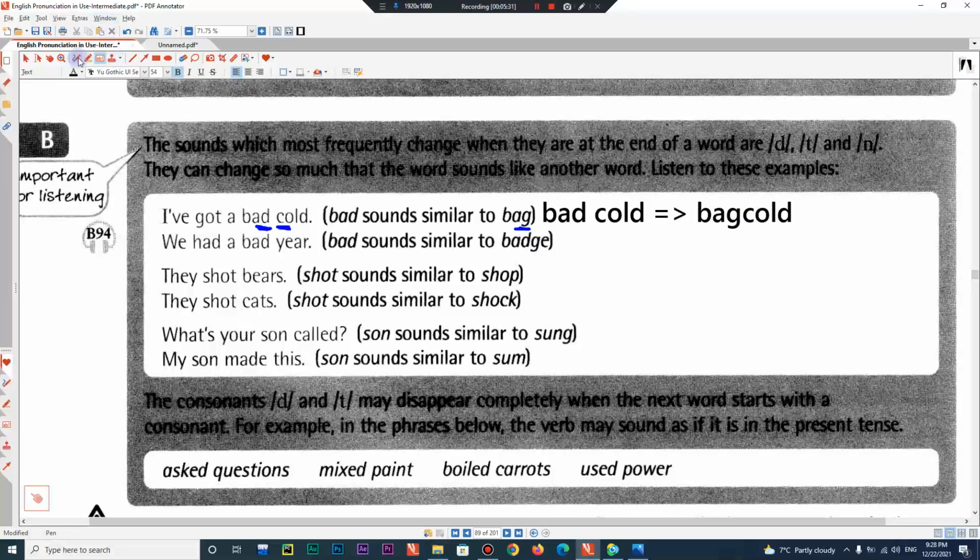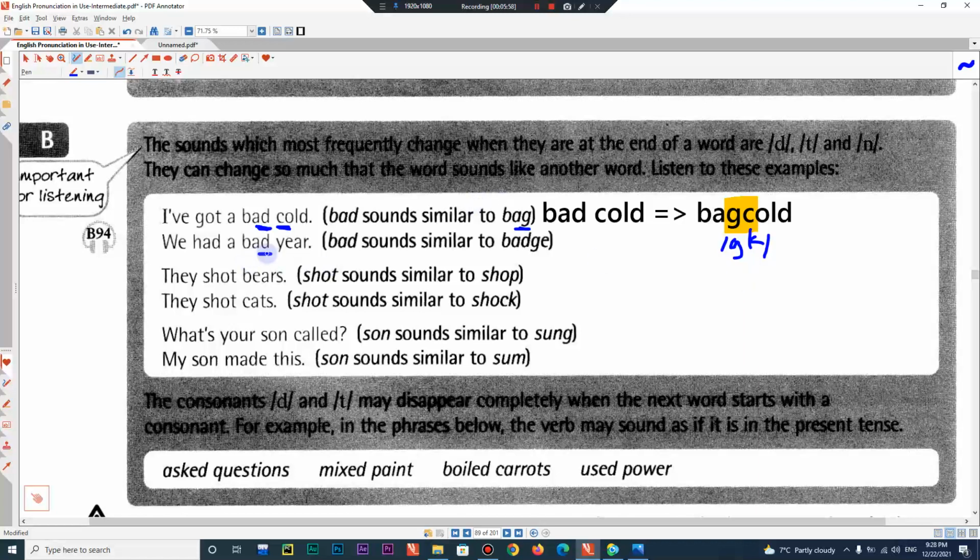As I told you, a ge is close to ke. If you look at the pronunciation, this is the ge sound and this is the ke sound. So they are closer and it's easier to pronounce it like this. I have a bad cold. Bad cold. It means I have a bad cold, which is really hard to pronounce.